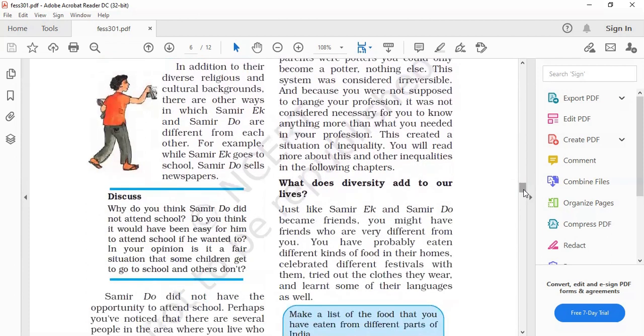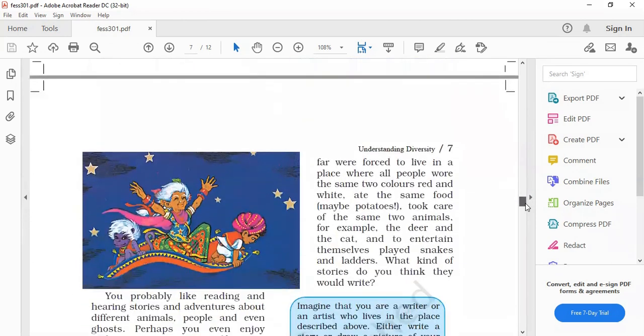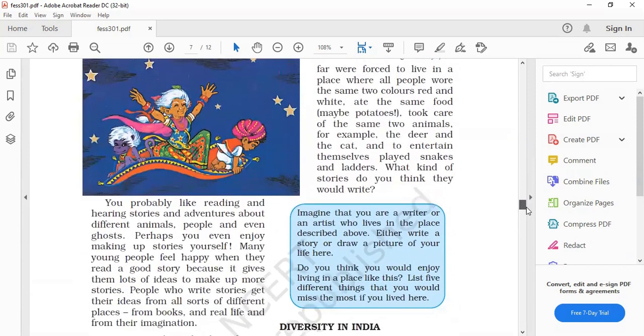See, it's a simple question. What does diversity add to our lives? There are lots of things, like the stories we love, friendship, different things. You can get and read it carefully. You can get an MCQ, simple questions from this, not so hard questions.